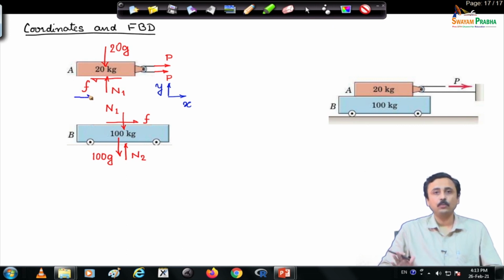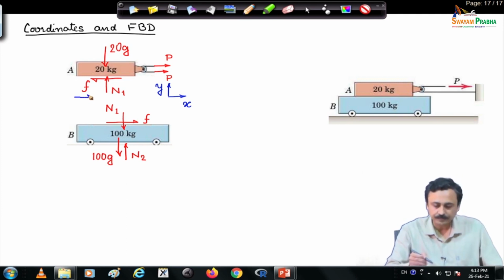I do not know a priori whether it will stick or it will slide. I am not sure whether it will stick or slip. Therefore, I do not know really the friction force to begin with, and this is very important. The friction force has to be decided by the dynamics, and this is what this problem shows us, and this is what I am going to demonstrate.